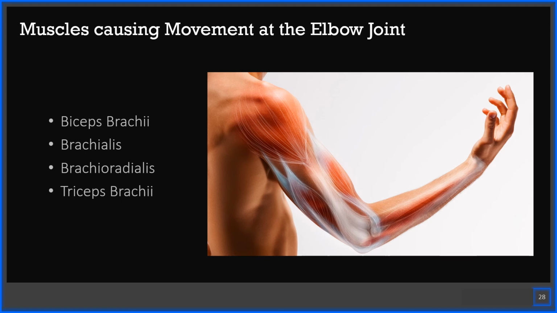Now let's discuss some of the muscles of the upper limb. So these are the muscles that cause movement at the elbow joint. We have the biceps brachii. Most familiar muscle of the arm because it bulges when you flex your elbow. It originates by two heads, from the shoulder girdle and inserts into the radial tuberosity.